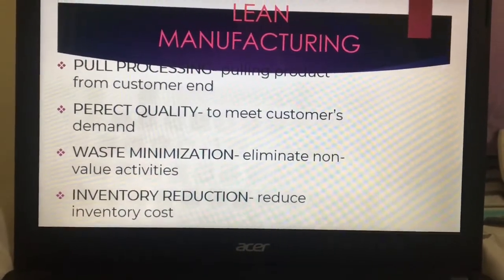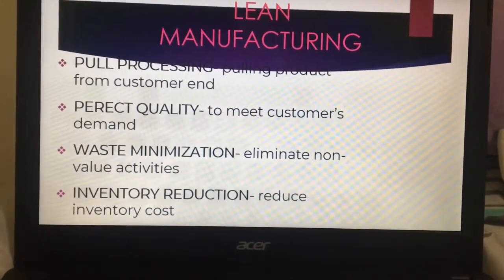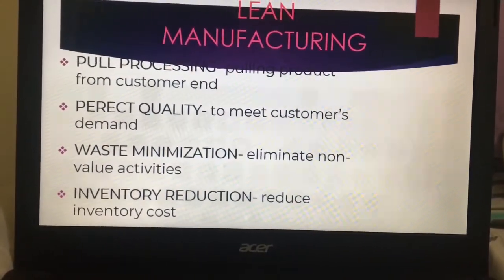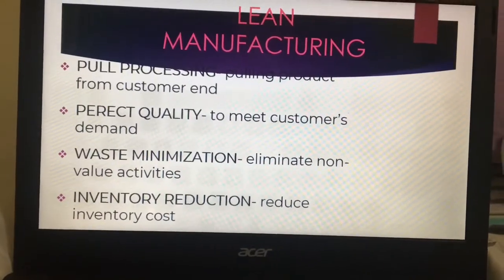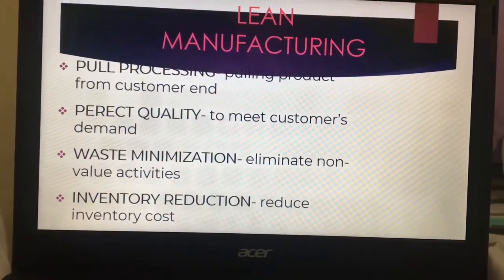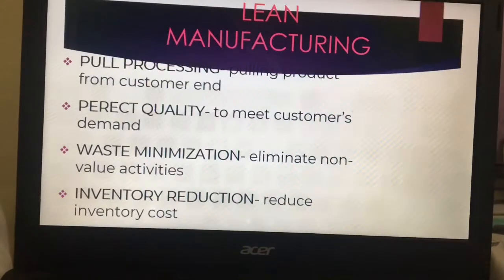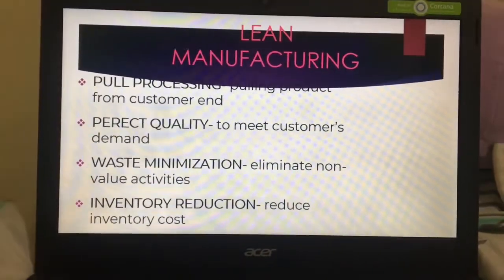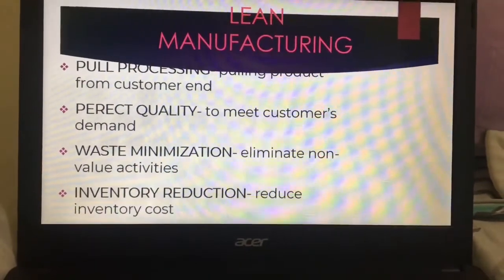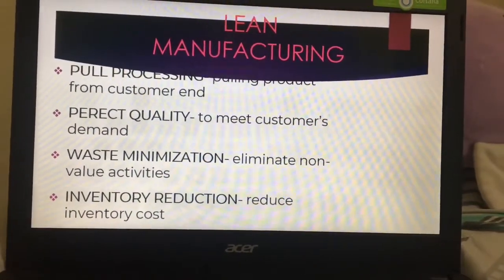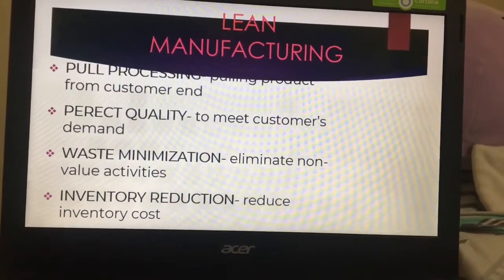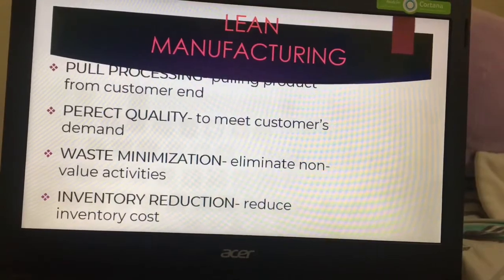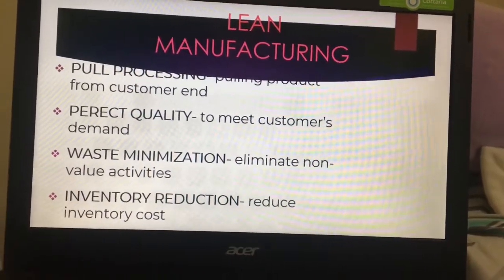And the next one is perfect quality to meet customer demand. It means we must consider the cost of scrap, reworking, scheduling delay, and any extra inventory to compensate for defective parts, warranty claims, and failed services. Okay, so the third one is eliminate non-value activities. Any activity that does not add value and minimize the use of scarce resources must be eliminated.